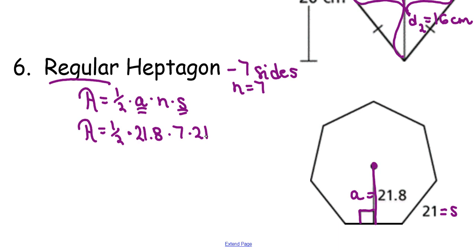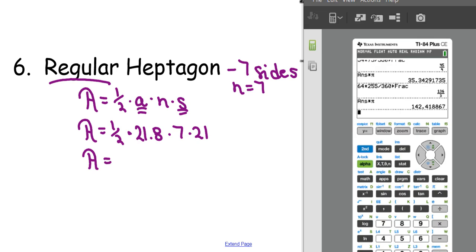And I think we should end up with an exact value here. Anyway, this is an exact value, plugging all those numbers into our calculator. Let's just plug them in. So 1/2 is 0.5 times 21.8 times 7 times 21. And we get a grand total of 1,600.